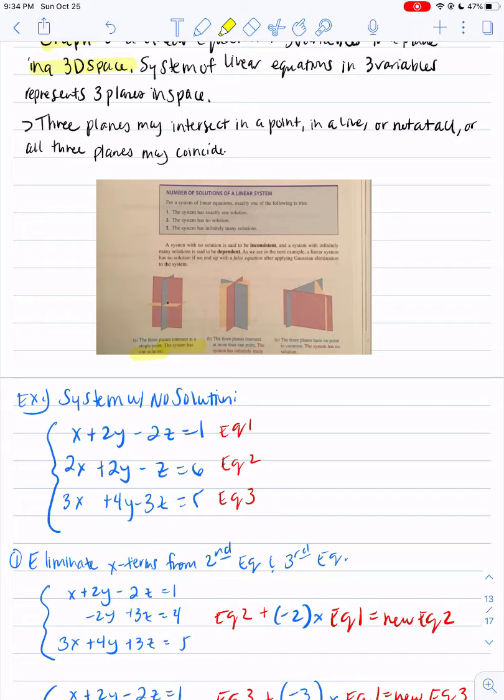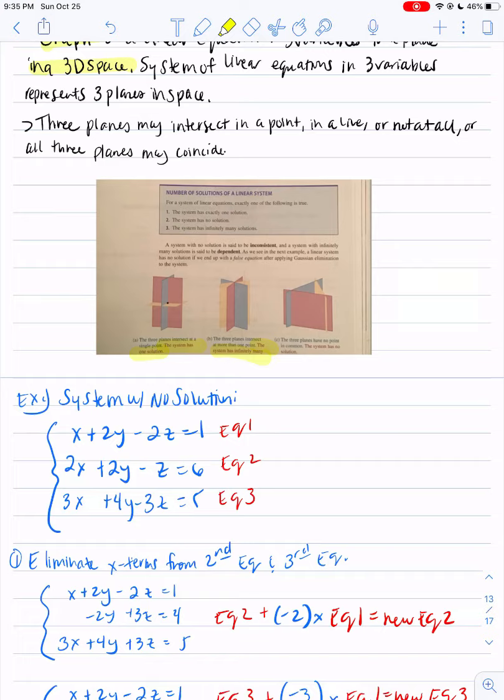So the 3 planes, imagine 3 pieces of paper, and if you cut them, they could go into each other. The system has one solution, so they just intersect all 3 at a point. The 3 planes intersect at more than one point. The system has infinitely many solutions.